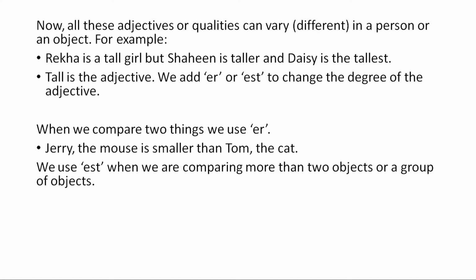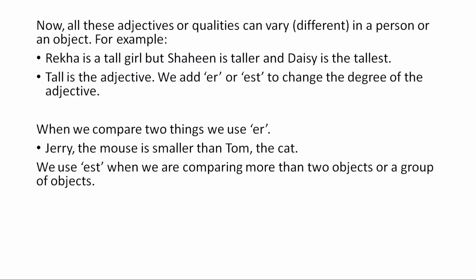Like Rekha is a tall girl, but there could be a few girls who are taller. So adjectives may vary from person to person. So these are called degrees of adjectives. Like Rekha is a tall girl, but Shaheen is taller and Daisy is the tallest. So you can see the same word, same adjective being used in three different forms. Tall, taller, and tallest. So these words are called degree of adjectives.